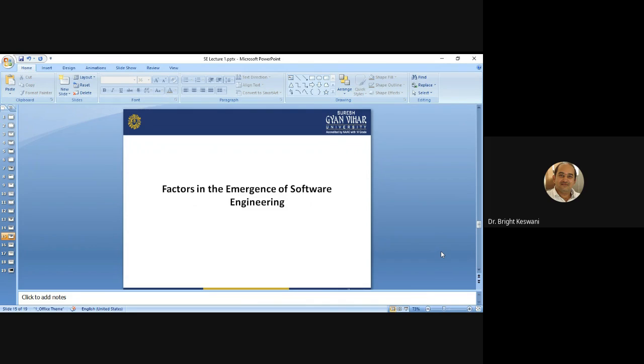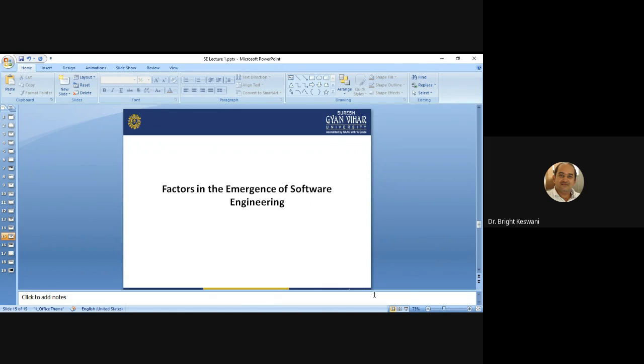So nowadays, working on computer systems is a must. Development of computer software is a must. We are all online nowadays, so we are dependent. Our day-to-day operations are highly dependent on computerized systems. We are highly dependent on the tools and techniques of the computer system, so of the software. So these are all the factors in the emergence of software engineering.